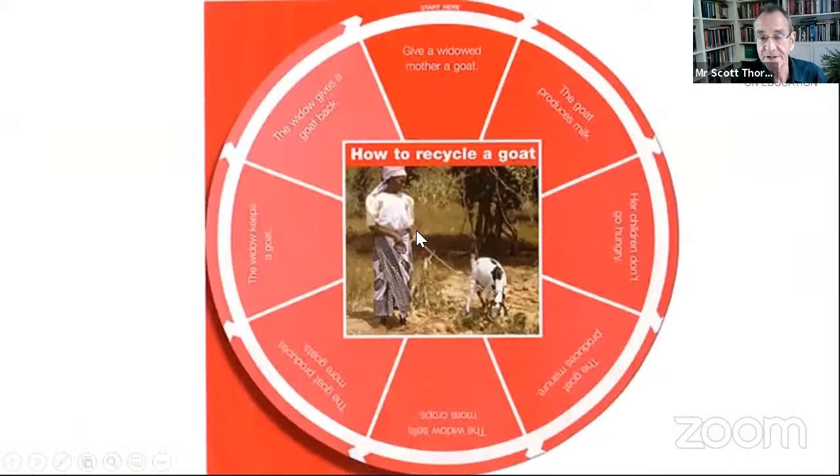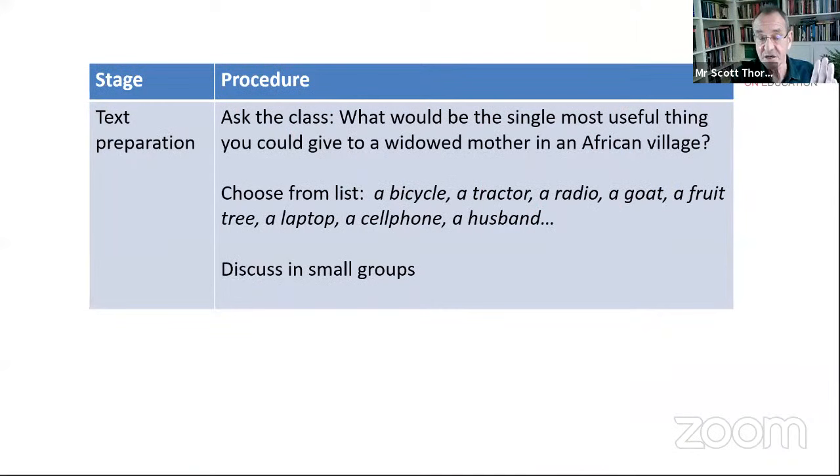Let's see how we can fit this text into a lesson sequence. This is just one way I'm suggesting that you could use this text in class. Before they even read the text, ask the class, what's the most useful thing you could give to a widowed mother in an African village? You could give them a list to choose from. They haven't read the text. This is before the text.